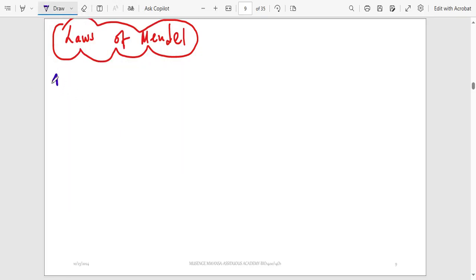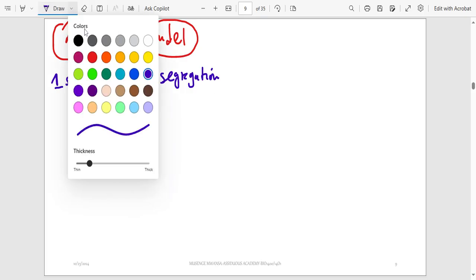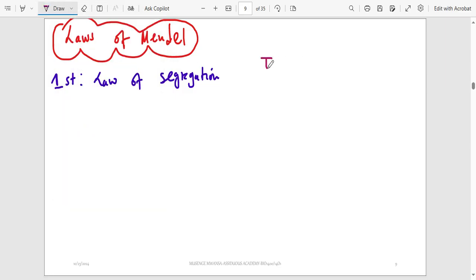So the first law is known as the law of segregation. The law of segregation simply tells us that when you are forming gametes, the alleles for each gamete will segregate from each other such that each gamete formed carries only one of the alleles. Like you saw earlier when I wrote capital T, capital T. So when you are forming gametes, each gamete is only going to carry one allele. That's the law of segregation. And then the second law is known as the law of independent assortment.